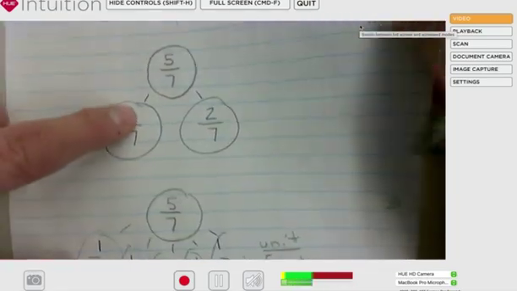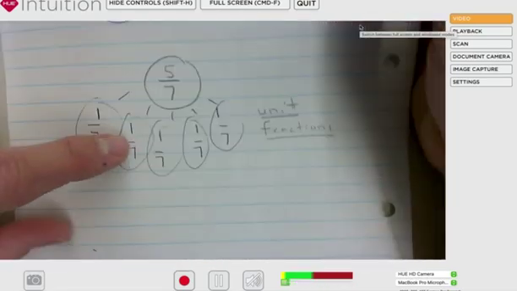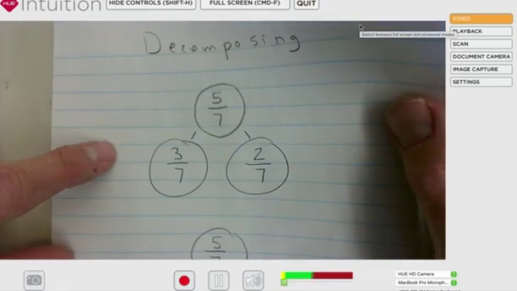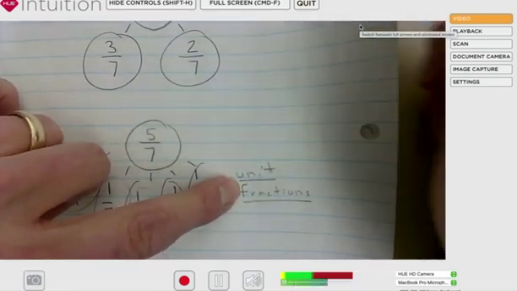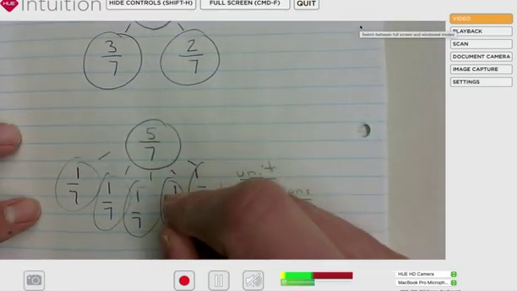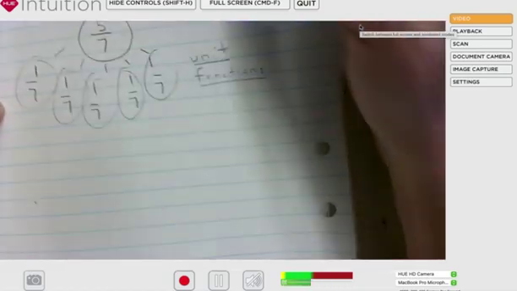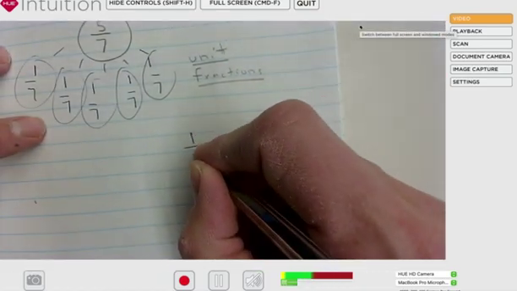And so this is a possibility for decomposing 5/7. This is another possibility, 4/7 plus 1/7. You have lots of different choices. Okay, so again, remember this term, unit fractions. It means there's a 1 on the top. And unit fractions can come in all sorts of different shapes and sizes.